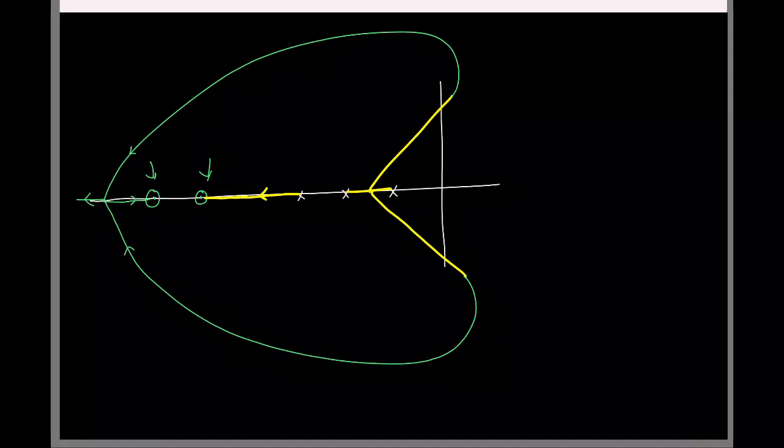Without the zeros, the closed loop poles could enter right half plane. But the moment I introduce left half plane zeros, they kind of easily come and fall back on the real axis, making the system stable.